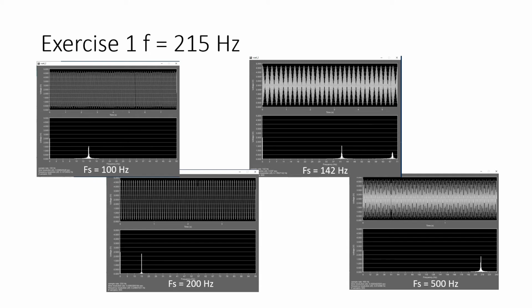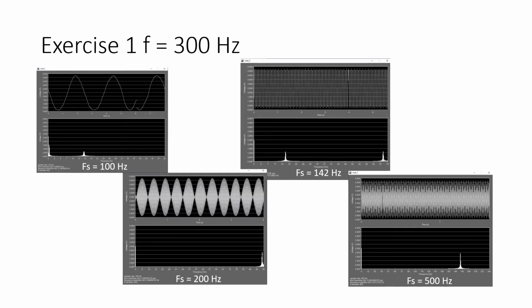Third is 215 Hz. Only the sampling frequency of 500 Hz does not display aliasing. Finally, the frequency of 300 Hz. All sampling frequencies have a Nyquist frequency less than 300 Hz, therefore all of them display aliasing.